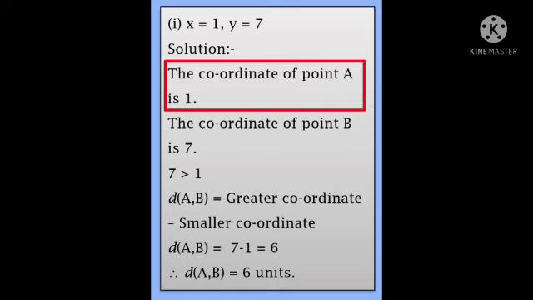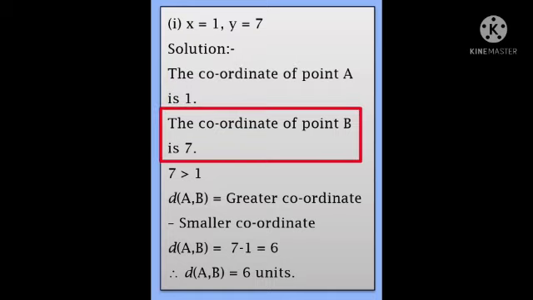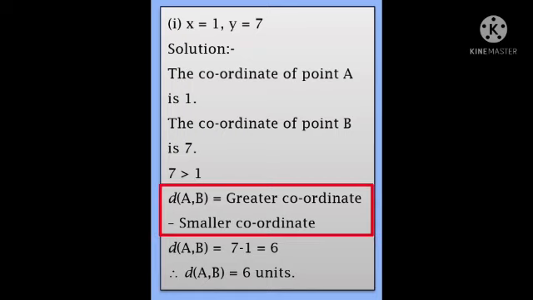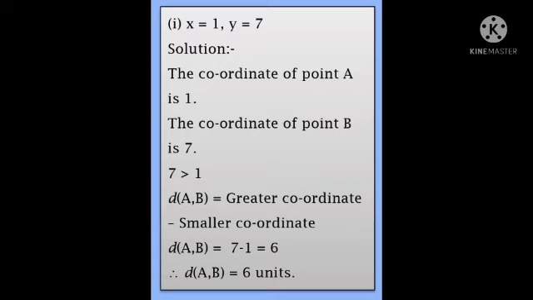Solution. The coordinate of point A is 1. The coordinate of point B is 7. 7 is greater than 1. Therefore, distance of A and B is equal to greater coordinate minus smaller coordinate. Distance of A and B is equal to 7 minus 1, which is equal to 6. Therefore, distance of A and B is equal to 6 units.